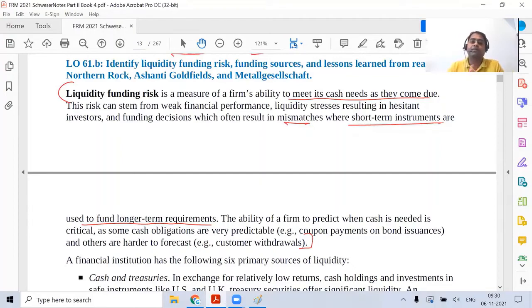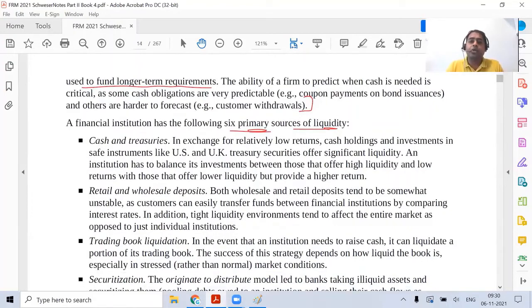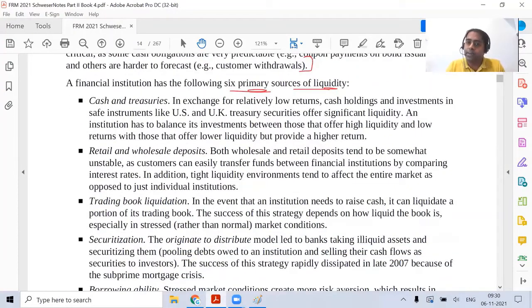The first paragraph. Let us go to the next section. How does a company try to manage liquidity? There are 6 primary sources. Now these questions might not come directly in your exam, but this is just to give you an idea that whenever we talk about funding liquidity, how companies or banks are able to manage the cash and treasuries.